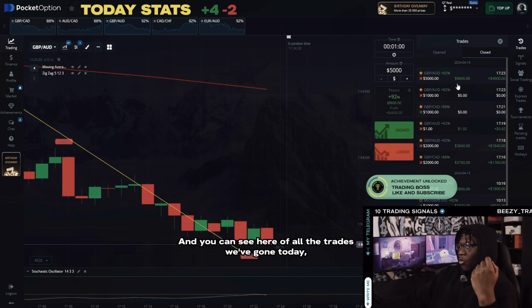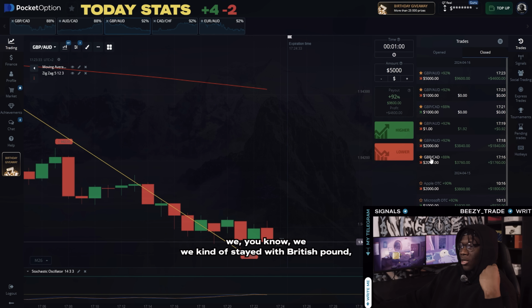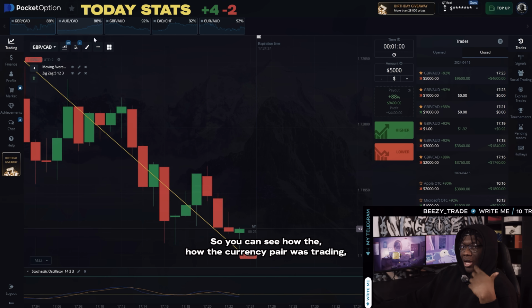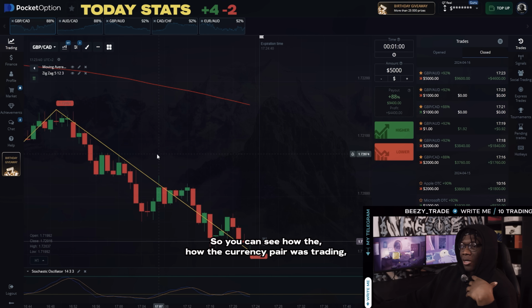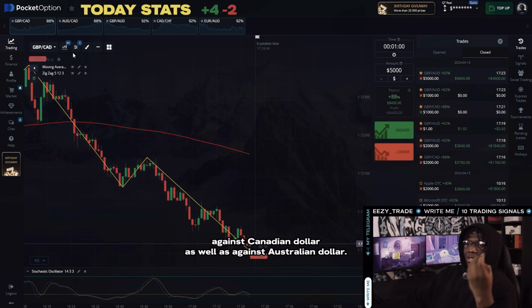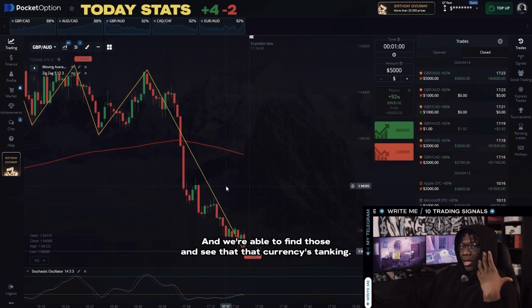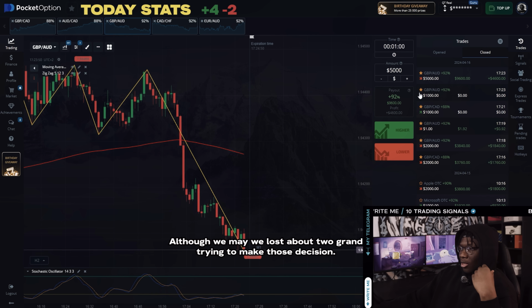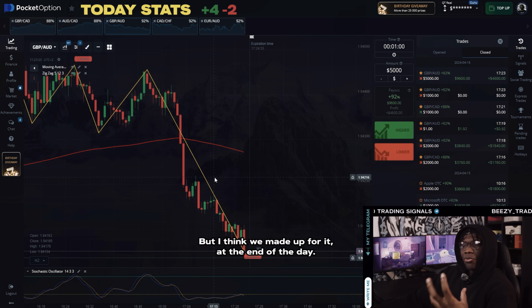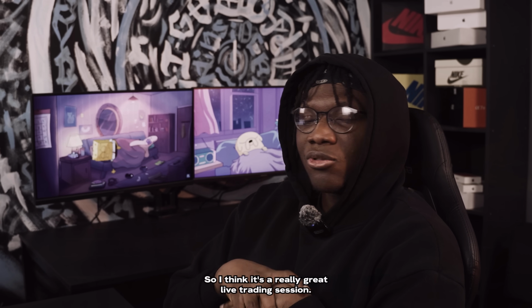And you can see here all of the trades that we've done today. We kind of stayed with British pounds, and we followed the trend downwards on different pairs, so you can see how the currency pair was trading against Canadian dollar as well as against Australian dollar, and we're able to find those and see that the currency is tanking. We're able to make some profits over that. Although we lost about $2,000 trying to make those decisions, I think we made up for it at the end of the day. So I think it's a really great live trading session.